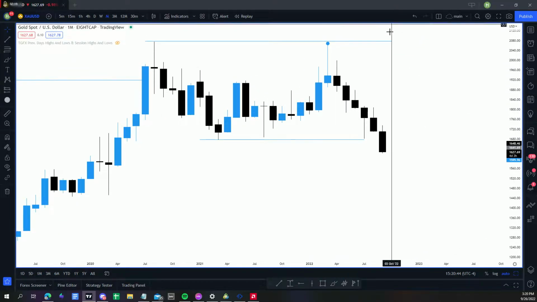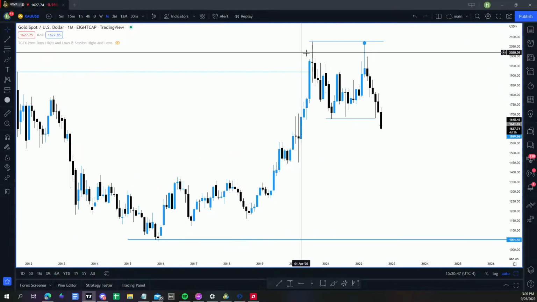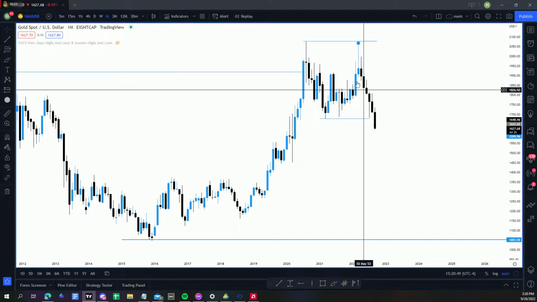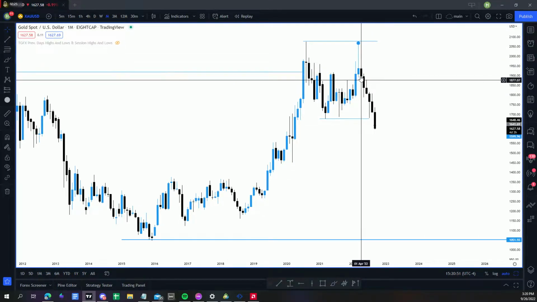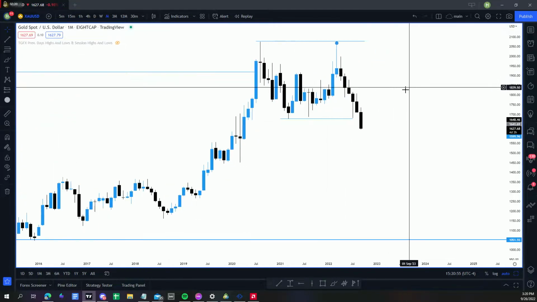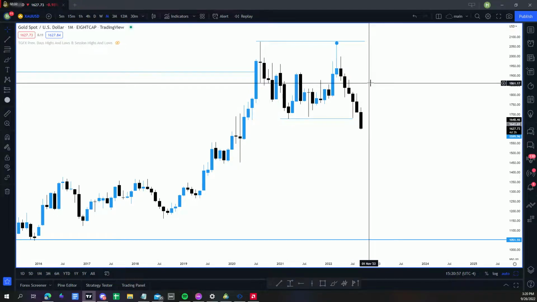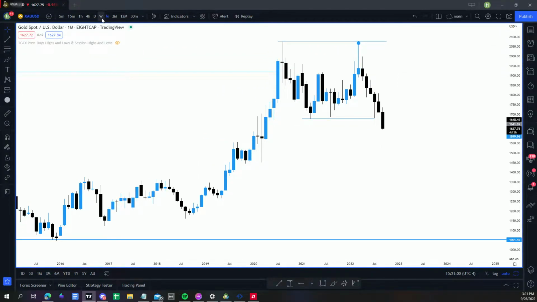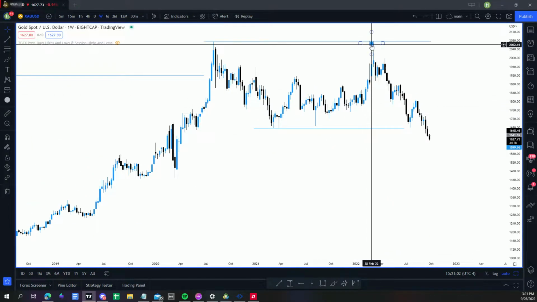Initially, I was actually looking for this to break up to the top side on this move up, but that never came. And then once we started to break out to the downside in here, that's when I called the top on gold and said, okay, we're most likely not going to break through up like I expected we would.